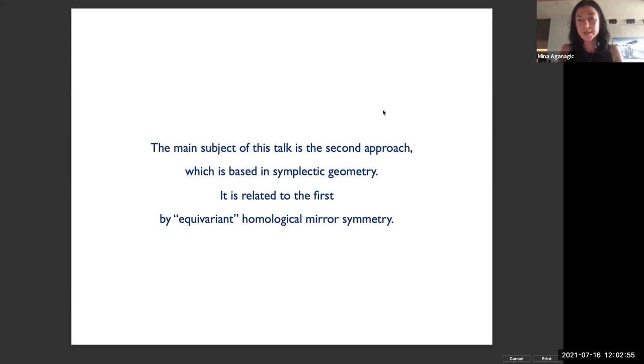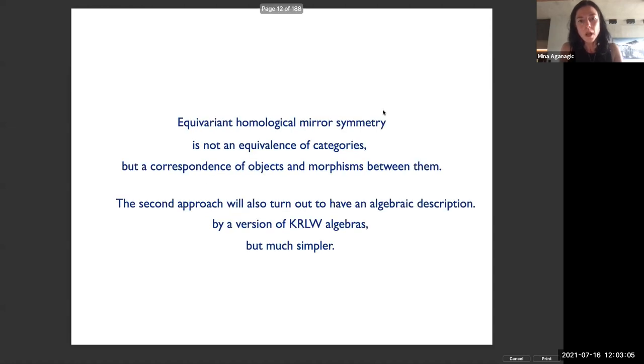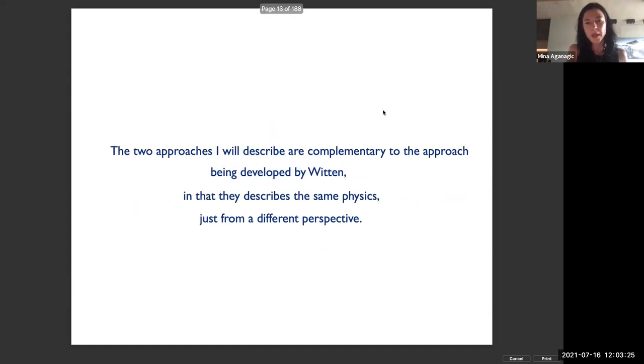The main subject of this talk is the second approach, which is based in symplectic geometry. It's related to the first by what I call equivariant mirror symmetry, and I'll explain what I mean by that. Equivariant homological mirror symmetry is not an equivalence of categories, but a correspondence of objects and morphisms between them. The second approach will also turn out to have an algebraic description by a version of KLRW algebras, but much simpler. The two approaches I will describe are complementary to the approach being developed by Witten in that they describe the same physics, just from a different perspective.